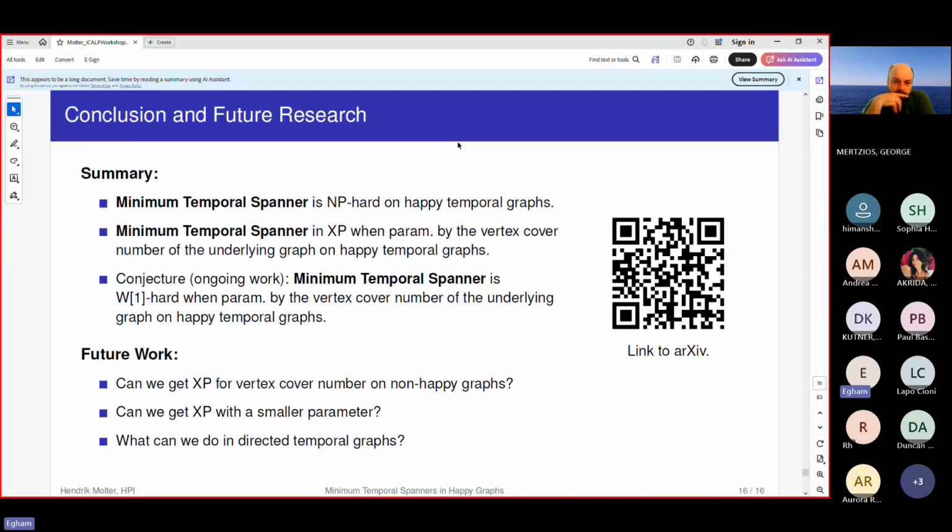So let me ask, where did you need the simple part of the graph for the XP algorithm? The proper thing I see, but where is the simple part needed?